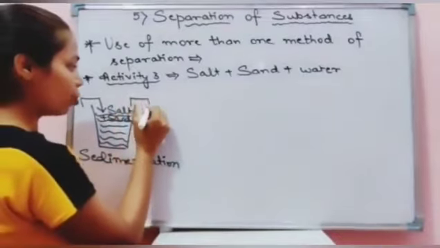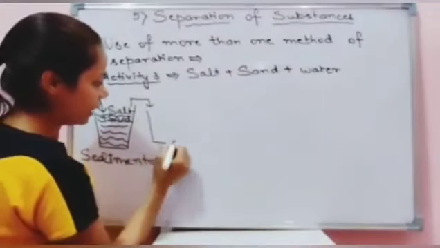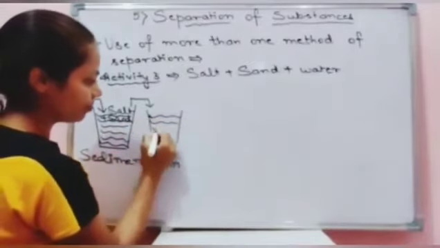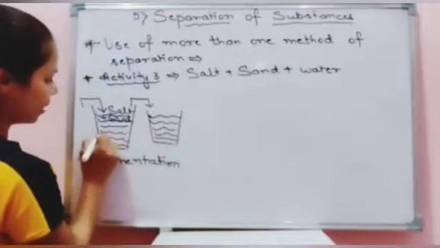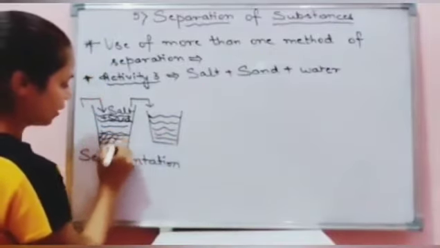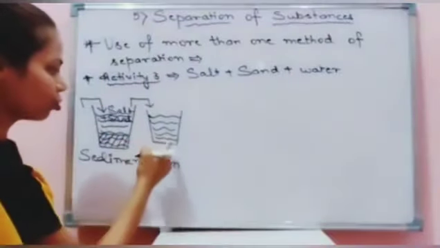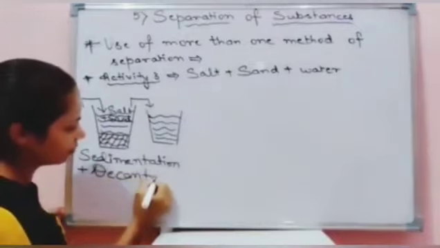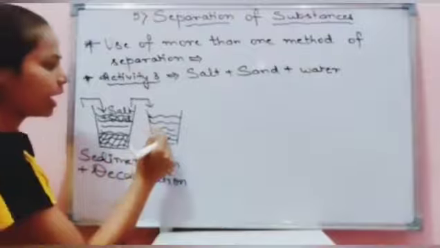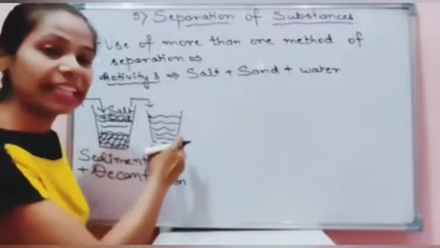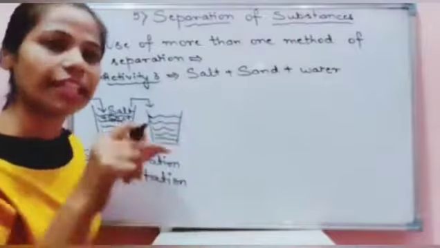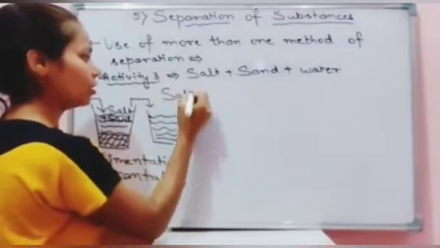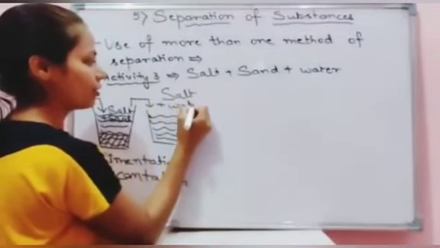That is, I will pour out only the water in a separate container, and the sand will remain at the bottom. Okay, so this process is known as decantation. I had taken the salty water separately in a different container. So now this container is containing salt and water.